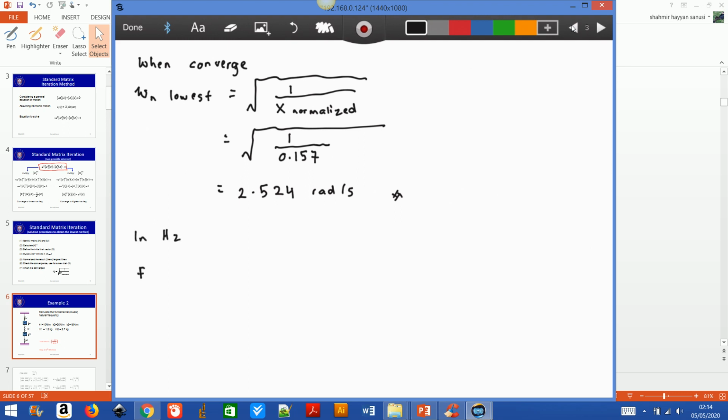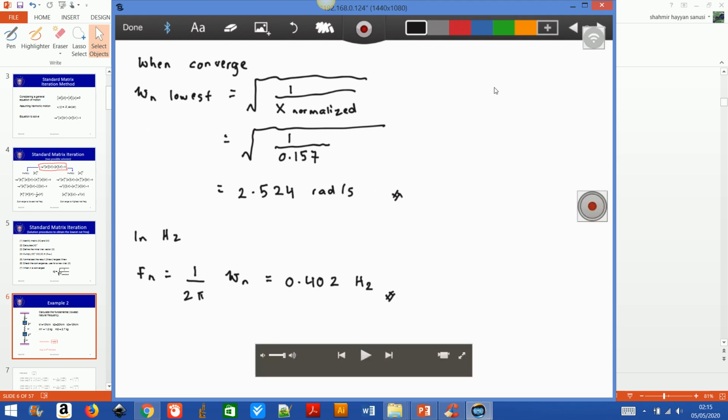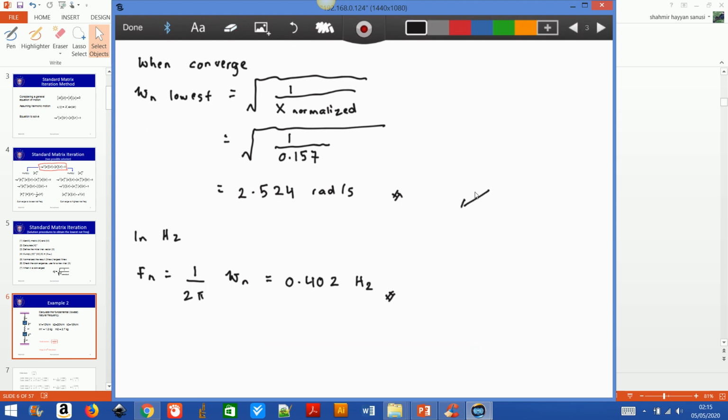Alright, so if the question asks you to get the answer in hertz, basically you just need to convert. So natural frequency in hertz is 1 over 2 pi times omega n, which is 0.402 hertz. So it's pretty easy, it's not that hard. So I recommend for you to do example 1 and also example 2 yourself. So what I've shown you just now is how you get the lowest or fundamental natural frequency by using the matrix iteration method.